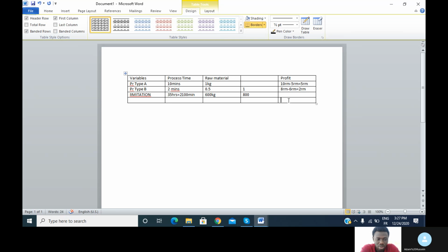Because we have to maximize the profit, it's 5x1 plus 2x2, and here x2 is equal or more than 800 units, and for the raw material it is x1 plus 0.5 x2 less than or equal to 600, and here we have 10 x1 plus 2 x2 less than or equal to 2100.